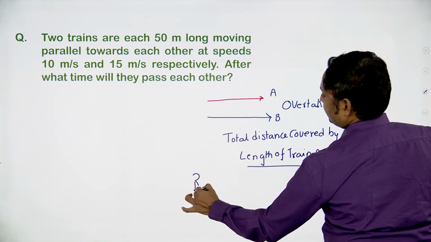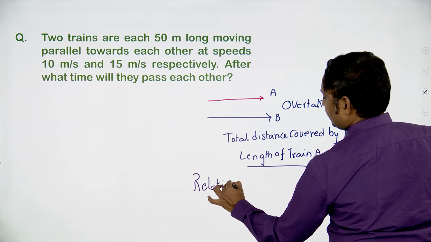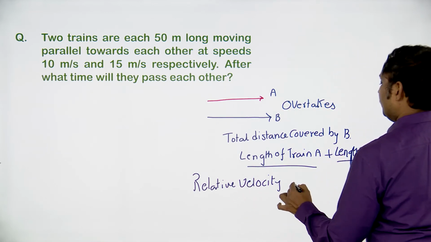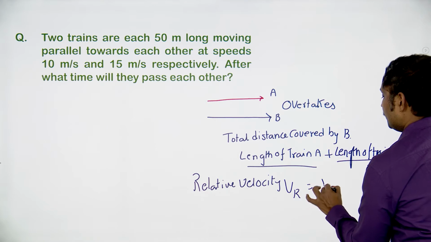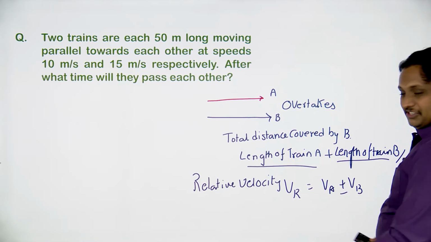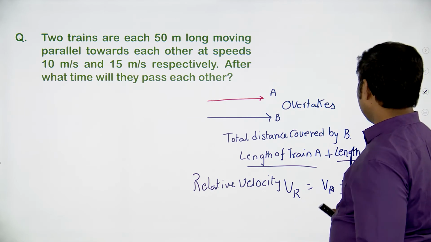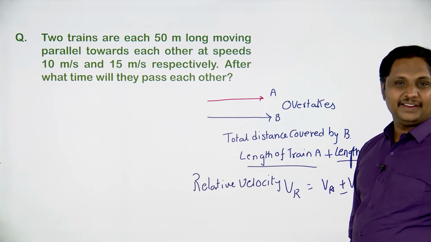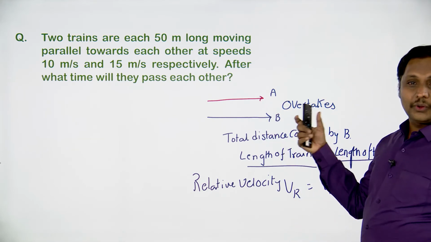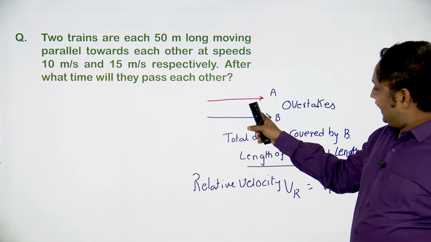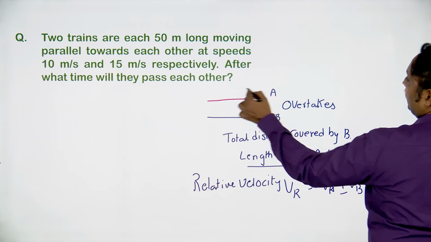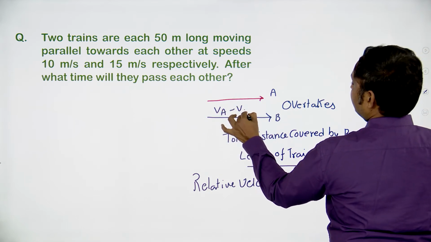Now you are going to get that relative velocity. We have to take that relative velocity. It is very important. So VR is equal to VA plus or minus VB. If both are going to be in the same direction, it is the case of overtaking. They are going to move in the same direction. In that case we would like to go for VA minus VB. It's very clear.